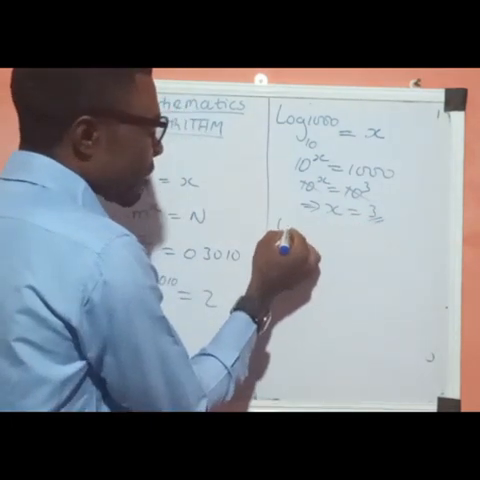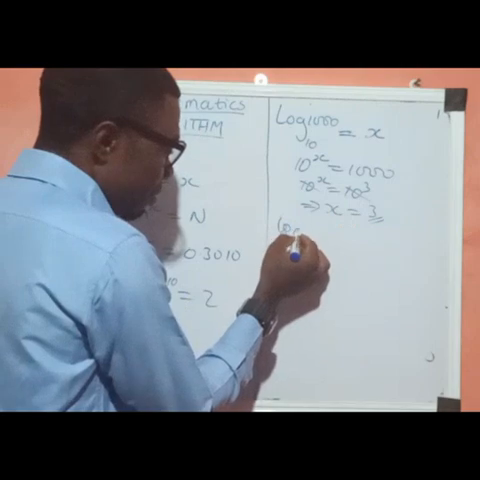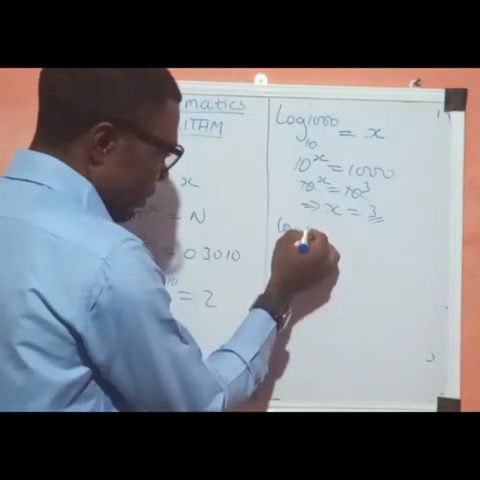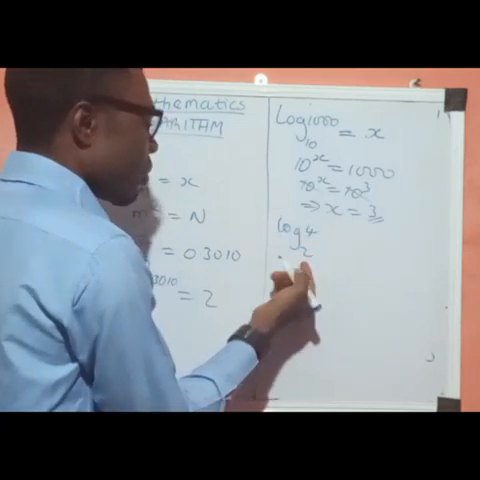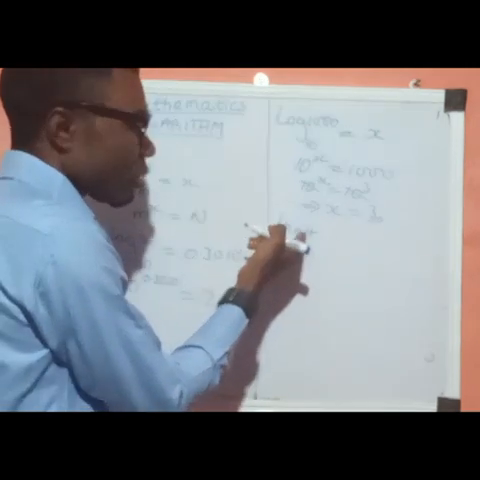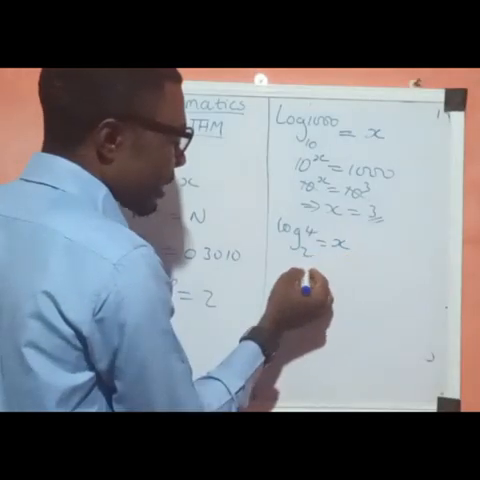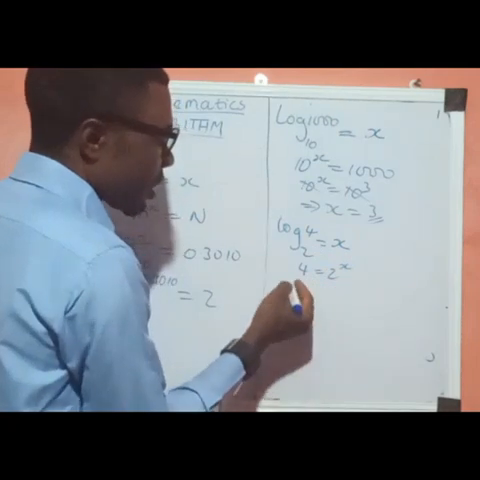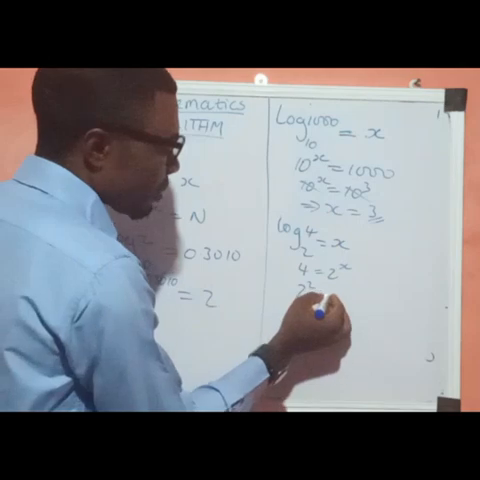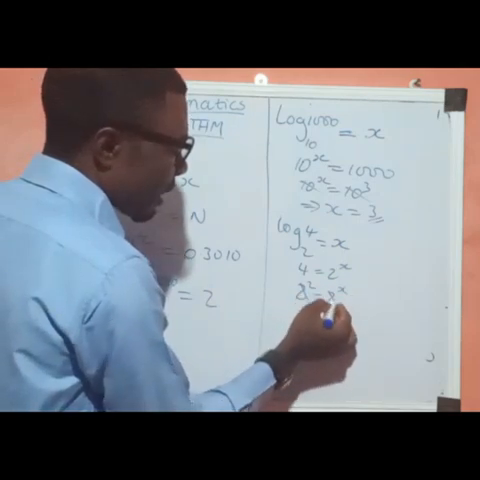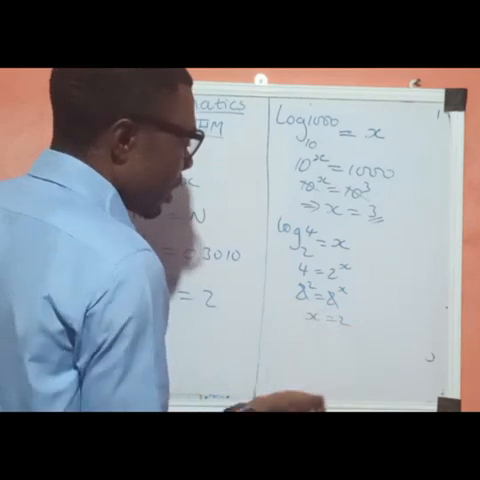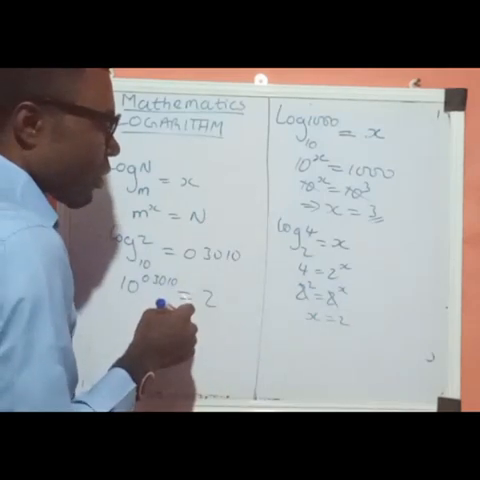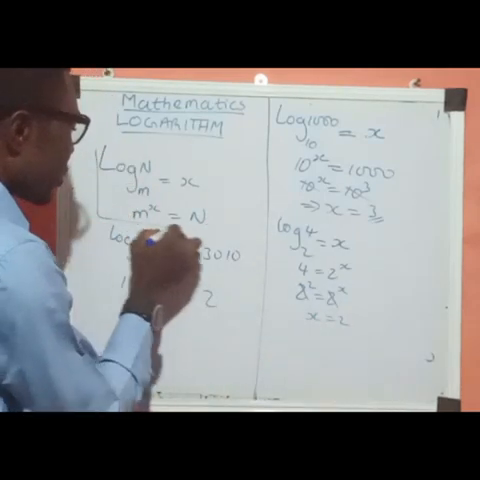The same thing applies when we have something like log 4 base 2. We say what number will you raise 2 to get 4? If we say it is equal to x, that means that 4 is equal to 2 raised to power x. Of course, if we raise 2 to the power of 2, we are going to get 4, and that means that x is equal to 2. It is applicable in this type of logarithm.